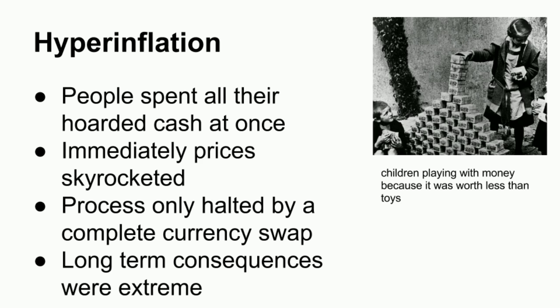In just a few short years, the currency went from being worth 90 paper marks per US dollar to 4 trillion paper marks per dollar. Eventually, the process was ended by completely replacing the currency with a new one, but the damage had already been done. Some argue that the most extreme long-term consequence of this hyperinflation was the rise of National Socialism and Hitler.